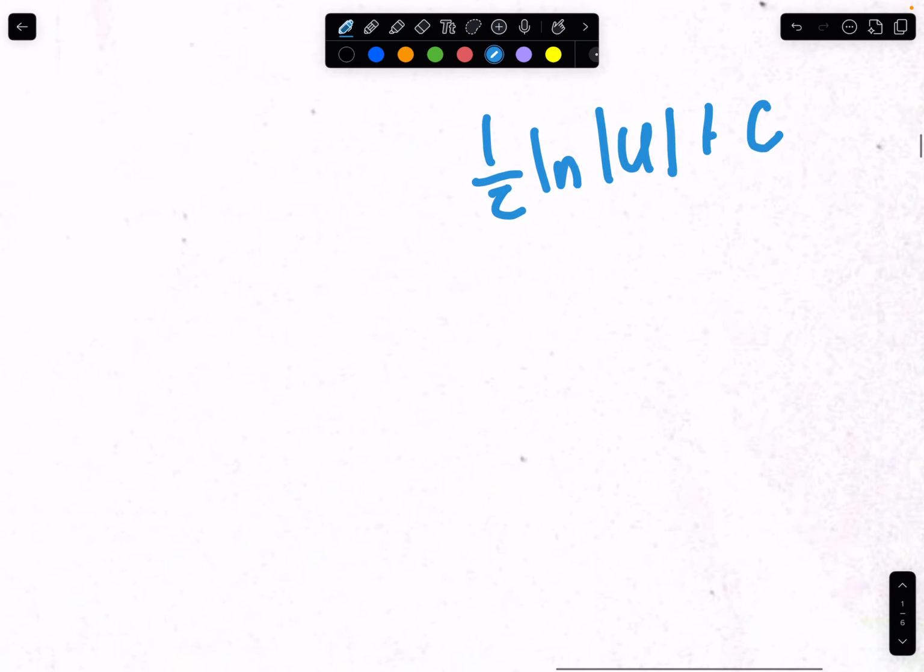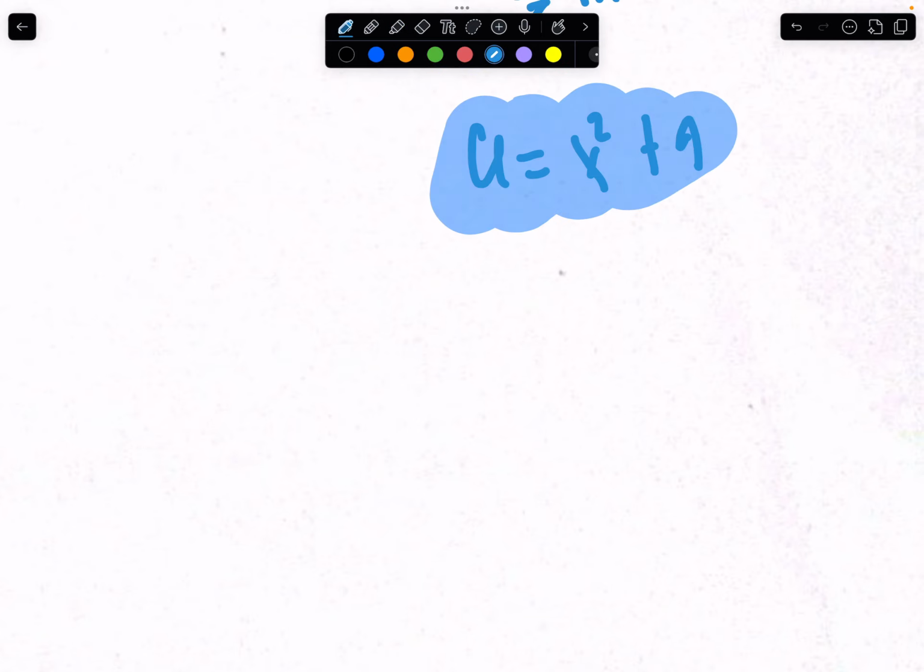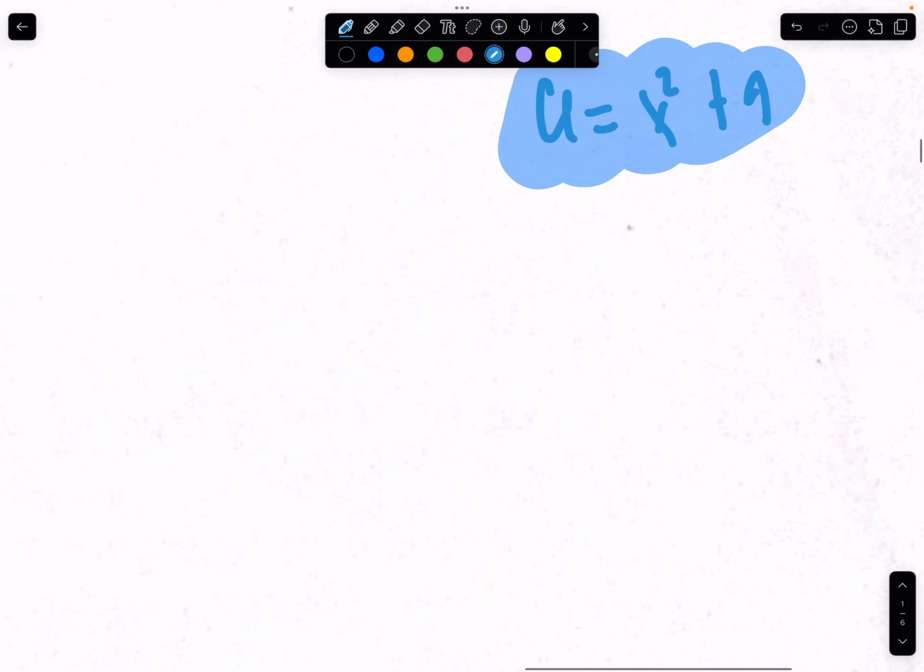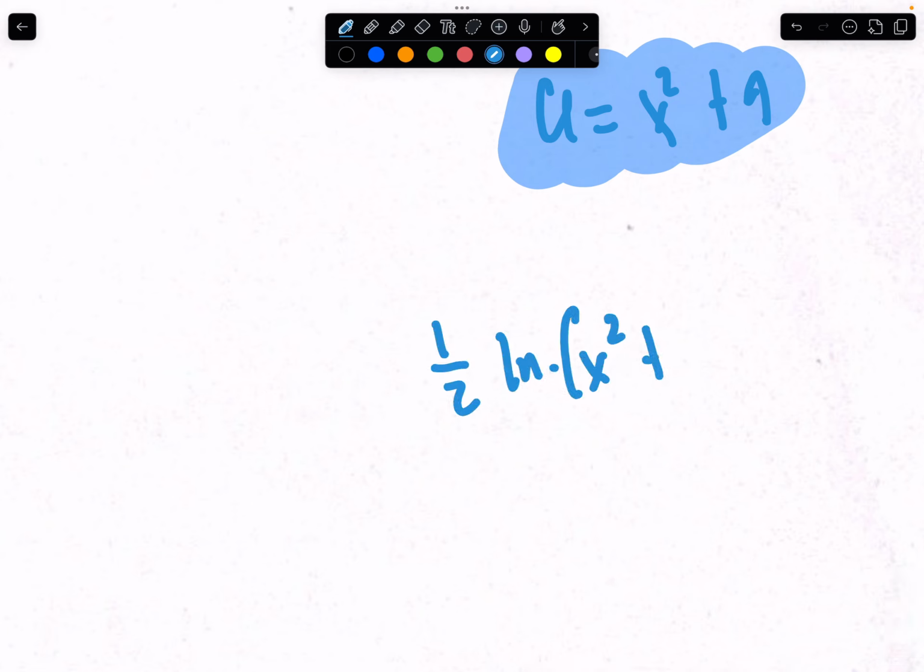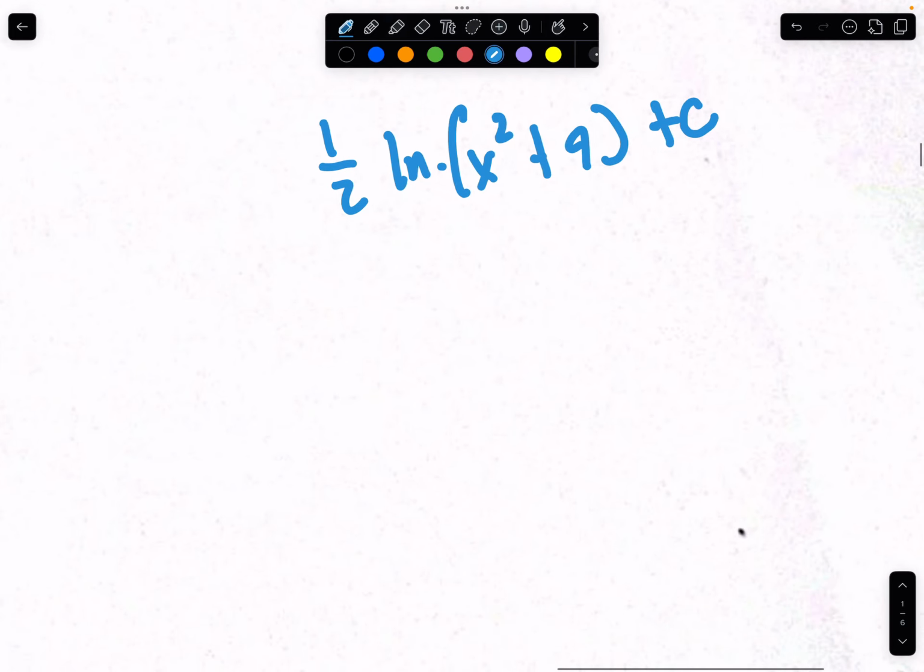Now substitute u back into x. Like we said, u is equal to x squared plus 9. So we plug this back into the u here. That would give us half ln of x squared plus 9 plus c. Don't forget plus c, and that would be your final answer.